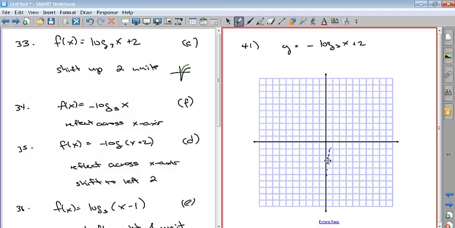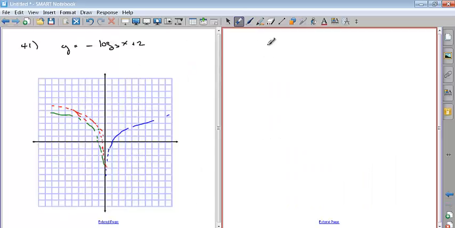So here's my parent function. It looks kind of like that. And this negative means that it's reflected across the y-axis, so it's going to go like that. And then it's going to be shifted up 2 units. So this gets moved up 2 units, but it doesn't get shifted in the x direction. So it's still going to have the same asymptote. It just approaches it differently. So the domain. The domain is the possible x values. And you can see that it's off to the left here. So it means that it's from negative infinity to 0, but not including 0.